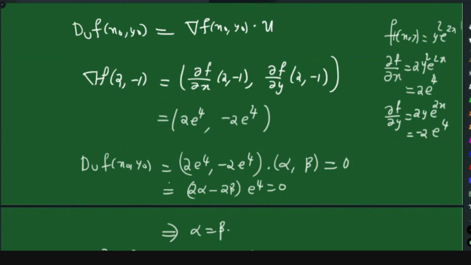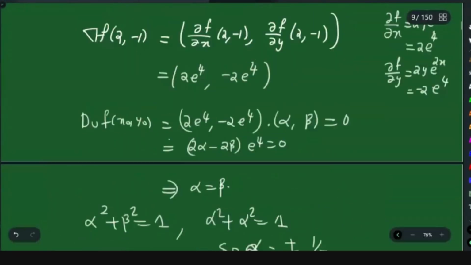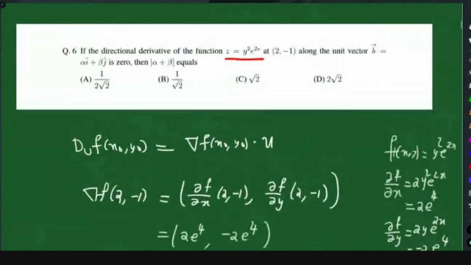But it is given that U is a unit vector. So alpha square plus beta square has to be 1, right? So you substitute everything there, you can find alpha. Similarly, you will get beta there. So alpha plus beta is 2 by root 2 you will get. So 2 by root 2 is root 2. So your answer is root 2. So here is the answer, right? Root 2 is your answer. So root 2 is the answer.